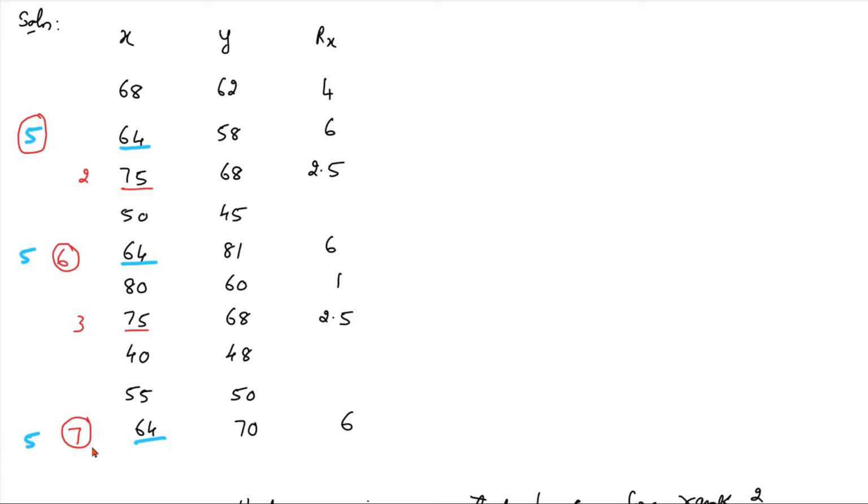Now the next rank will be for the value after 64, which is the lowest value, 55. So 55 will take which rank? Rank number 8, because 7 ranks are already over. After 55, the lowest value is 50, which will be taken as the 9th rank. After 50, 40 will be taken as the 10th rank. Now 10 values of x are given, just check it. At the end, you have to end up with 10 only. Suppose you end up with 9, or 11, or 8, that means your calculation is wrong.